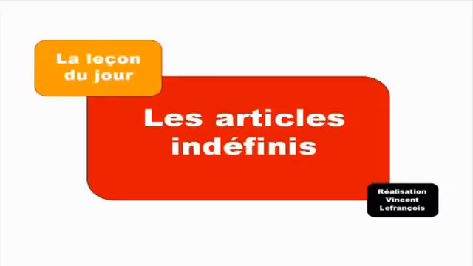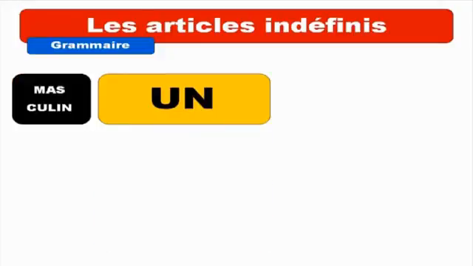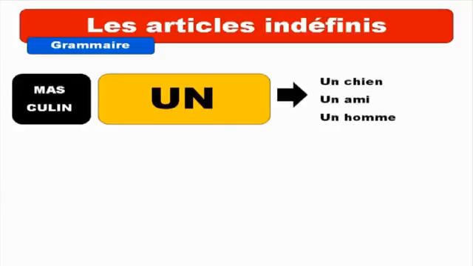So let's start now with la leçon du jour, and then we will see les articles indéfinis. So quite useful. We've got the masculine form, it's un. Feminine form, it's une. And then plural form, it's des. Okay, so let's start with the masculine one. Masculine is un. And then you get un chien.